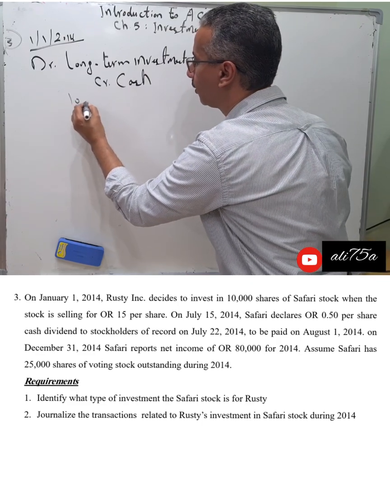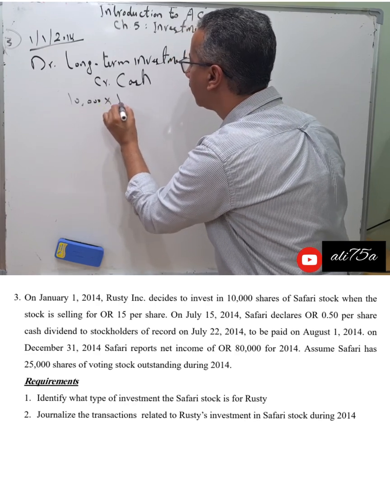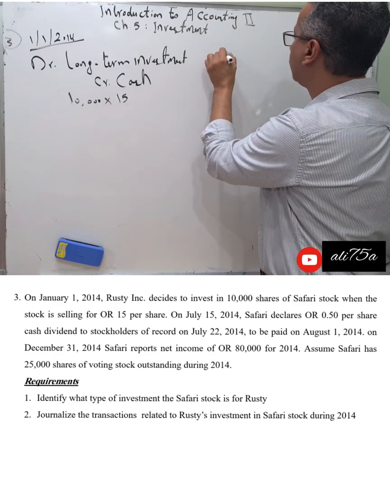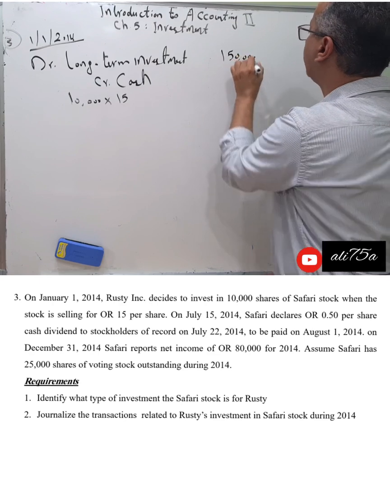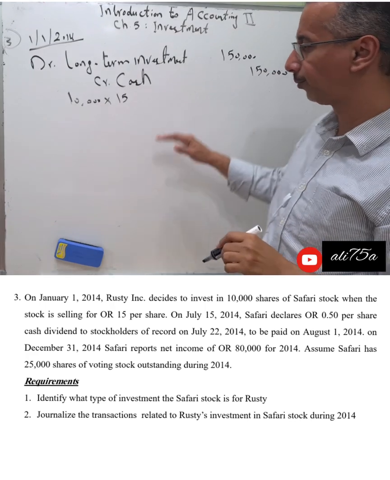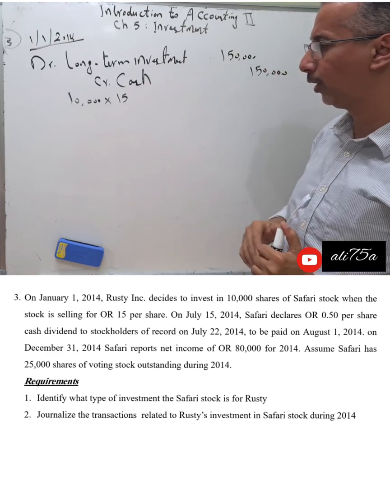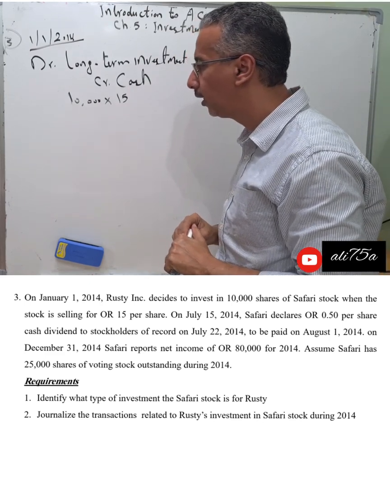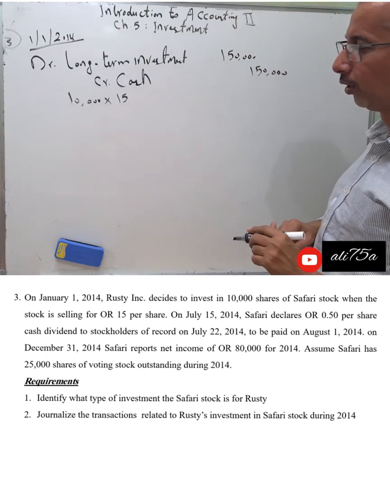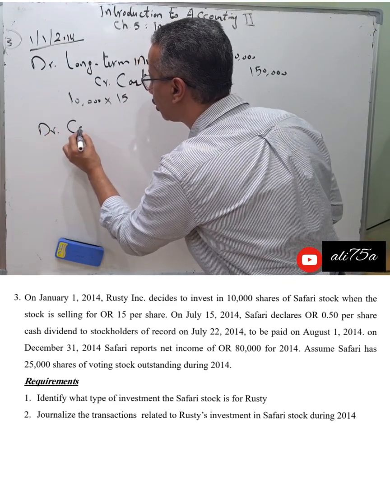10,000 shares. They paid 15 reais per share. That means they paid 150,000 for the purchasing entry. When they declare, we'll make it only one journal entry, declare 0.5 per share. We have 10,000 shares, so we will collect it in cash.